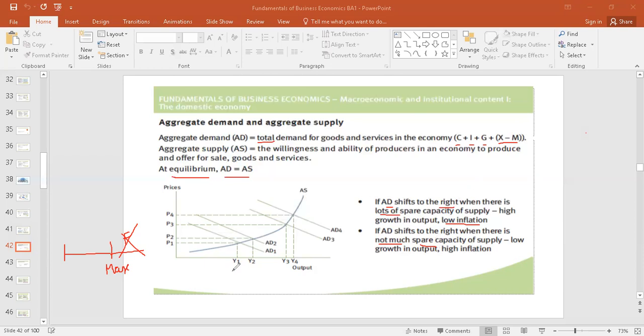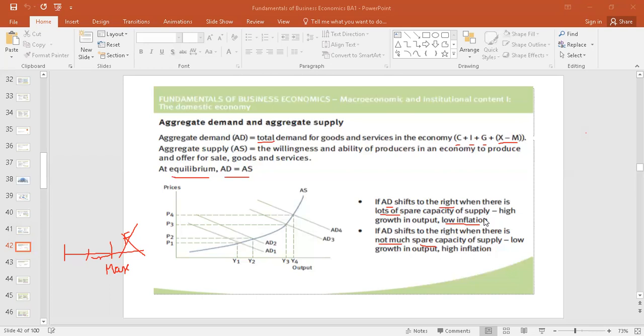So if AD is shifting to the right, there are two situations given. When there is spare capacity available, let's say if they are operating somewhere here, so there is some amount of spare capacity available. If they want to utilize the spare capacity, it would be only the additional variable cost which will have to be incurred. So the cost is effective, and when it is effective, here the production will increase.